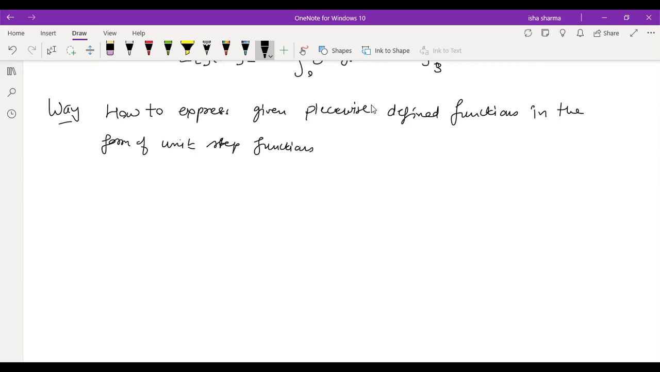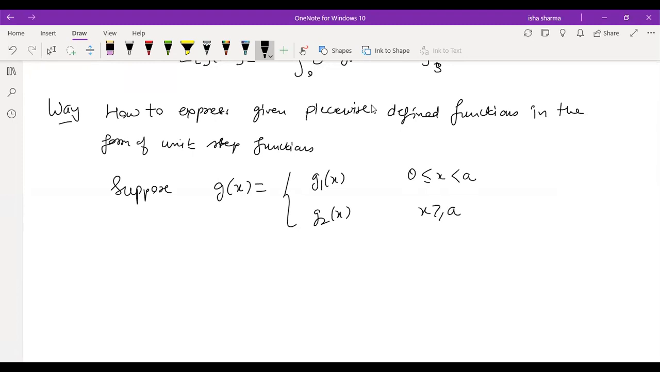So I'm directly telling you the way, you can test it over the examples and see how this is going to be true. Suppose you are given g(x) as g1(x), g2(x), where say a is the point of discontinuity. Then this form is given to me in the question.